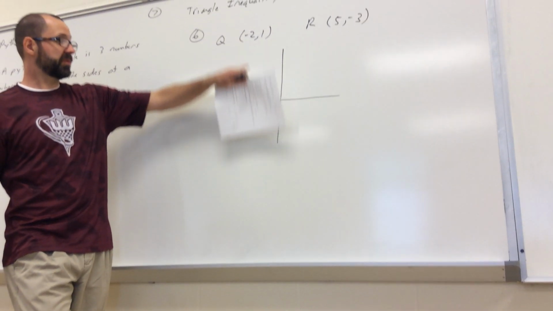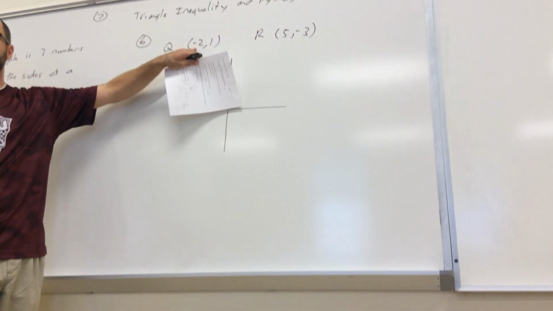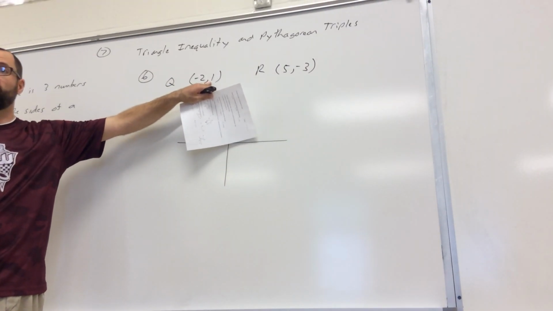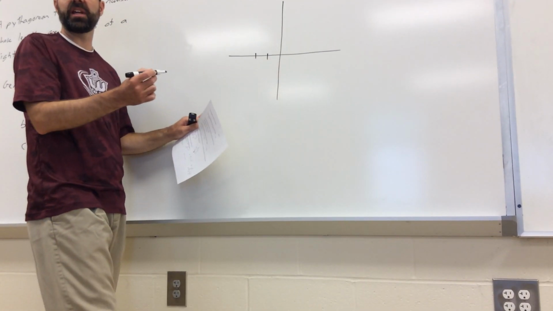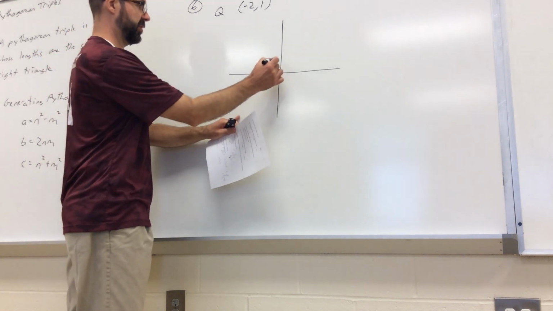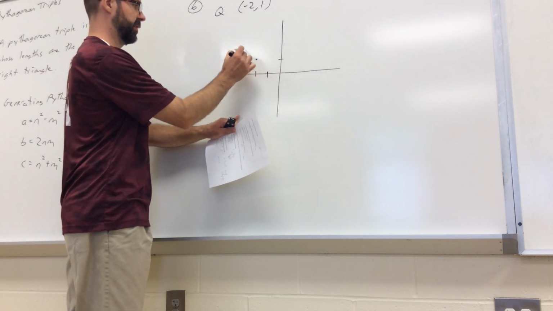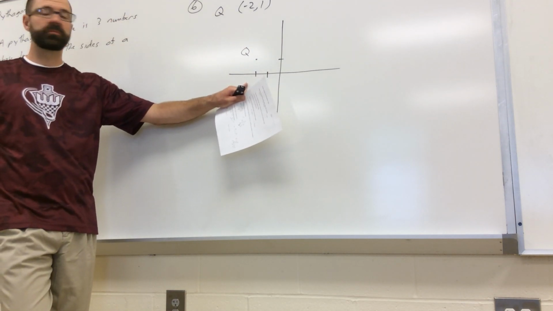And remember, you always start in the middle when you plot points. And this means go left 2 and then up 1. So go to the left 2. Just make it evenly spaced if you can, but you're not going to be able to get exactly right. Just do the best you can. Go left 2 and up 1. Bless you. And that's the point Q.